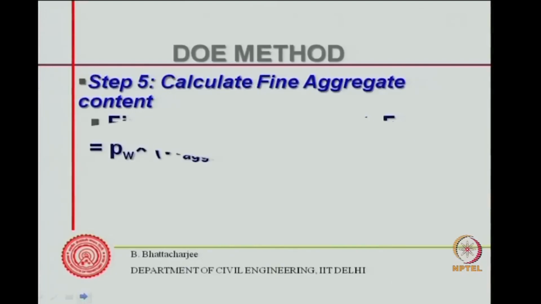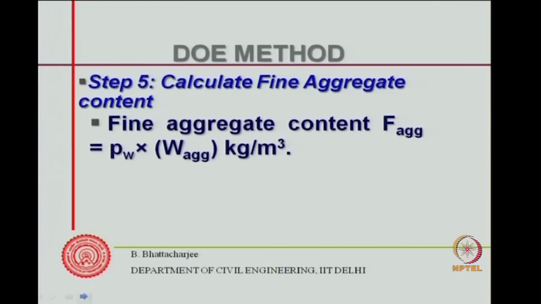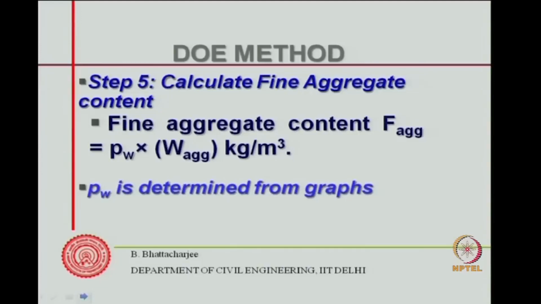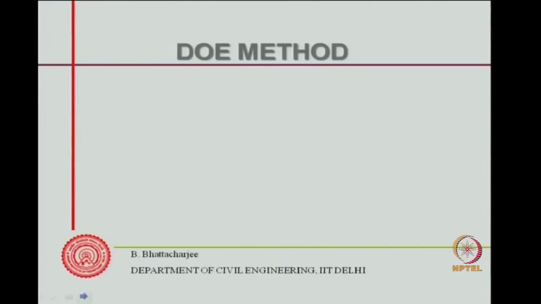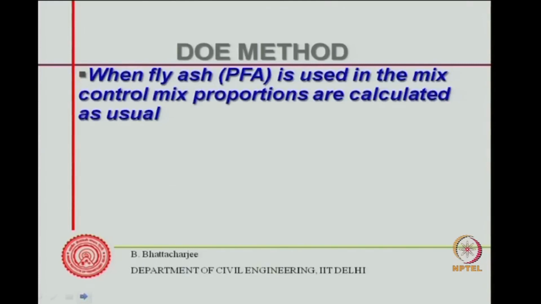So you calculate the fine aggregate content as equal to PW, which you have obtained from the previous curve, multiplied by WAGG, where WAGG is the total aggregate content. So CAGG is equal to WAGG minus fine aggregate content. So you have found out the total proportion of material in the concrete without fly ash and without superplasticizer. If you are using fly ash, then this is the method available. If you are using superplasticizer, then reduce the water content and the rest will work in the same manner as you have done for the IS method.